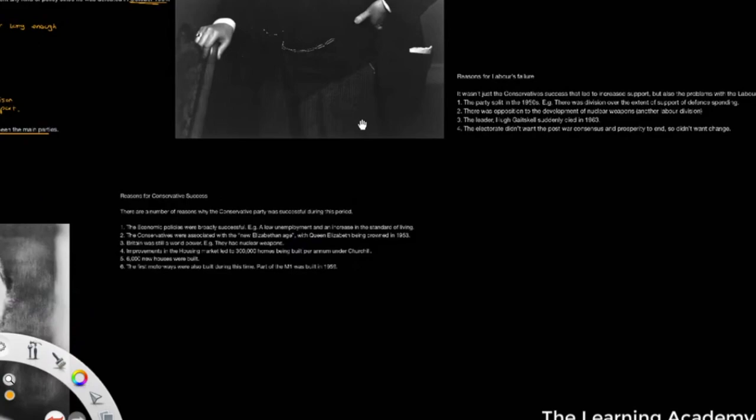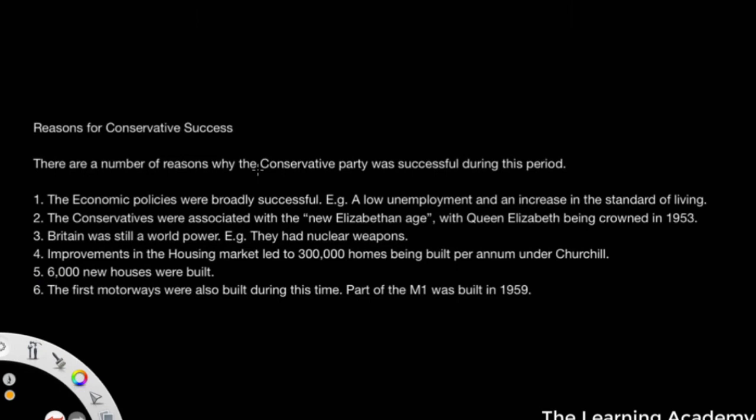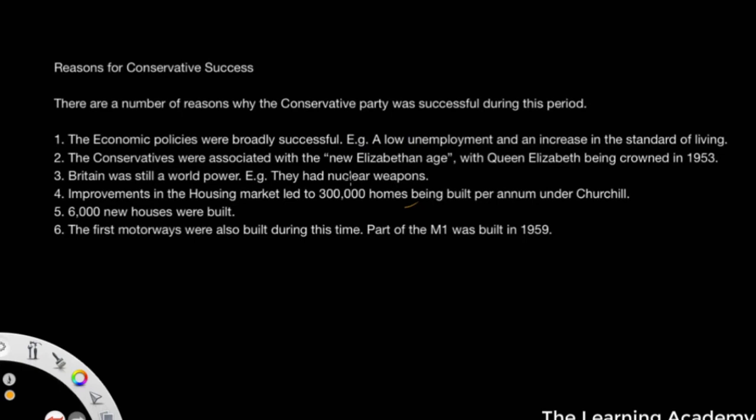So what really were the reasons why the Conservatives were successful in this period of time? We're going to look at the reasons for Conservative success, and then we're also going to look at the reasons why the Labour governments and the Labour Party failed and were so unpopular. So there are a number of reasons why the party was successful in this period. It should generally be said that the economic policies were broadly successful. There was low unemployment and an increase in the standard of living.